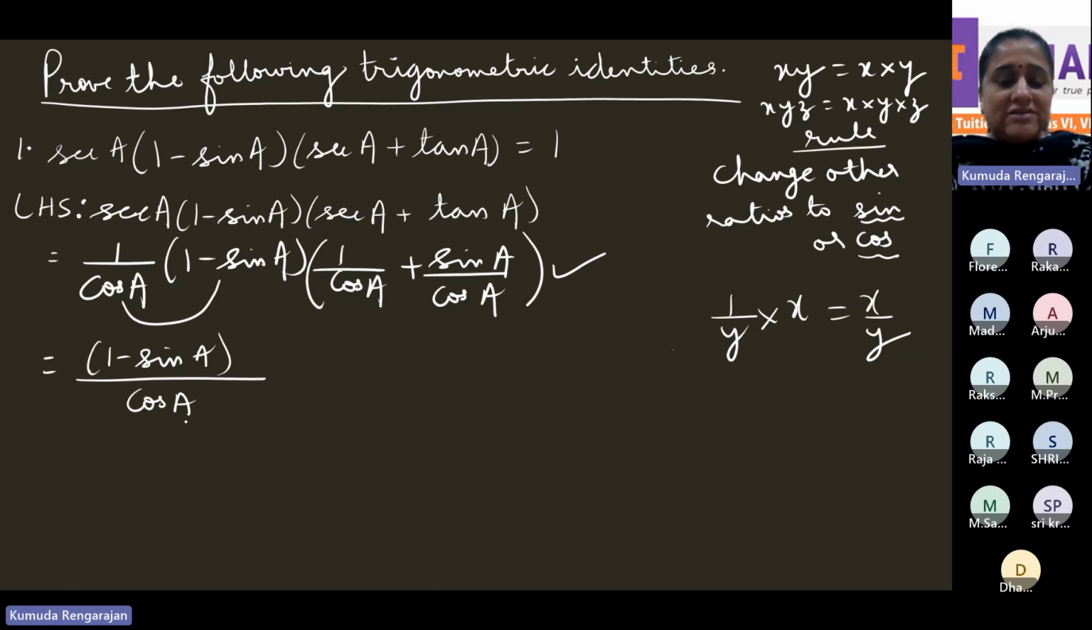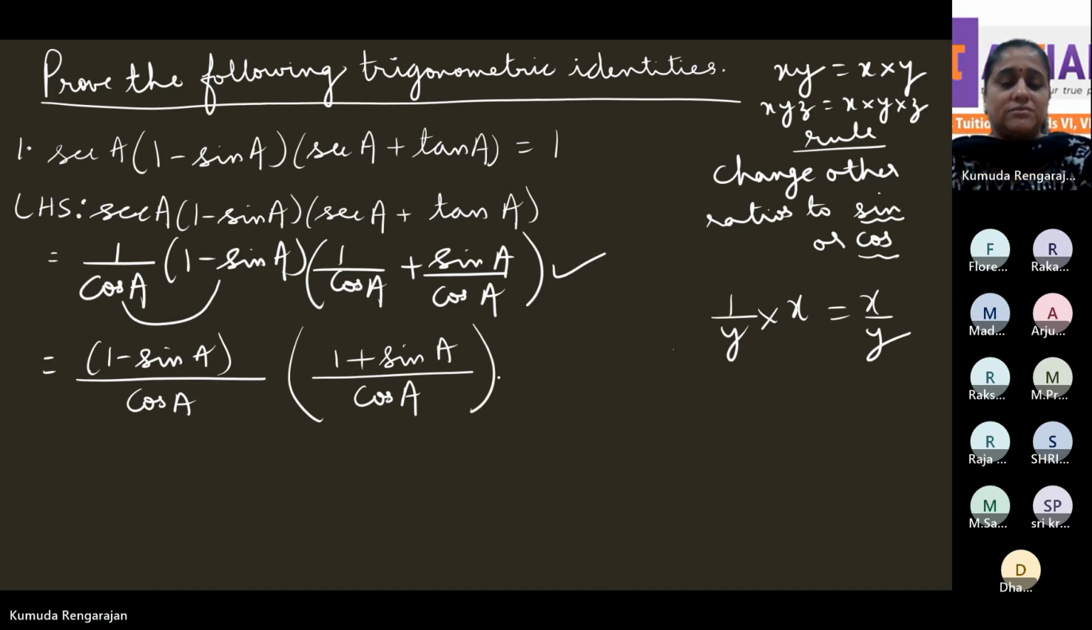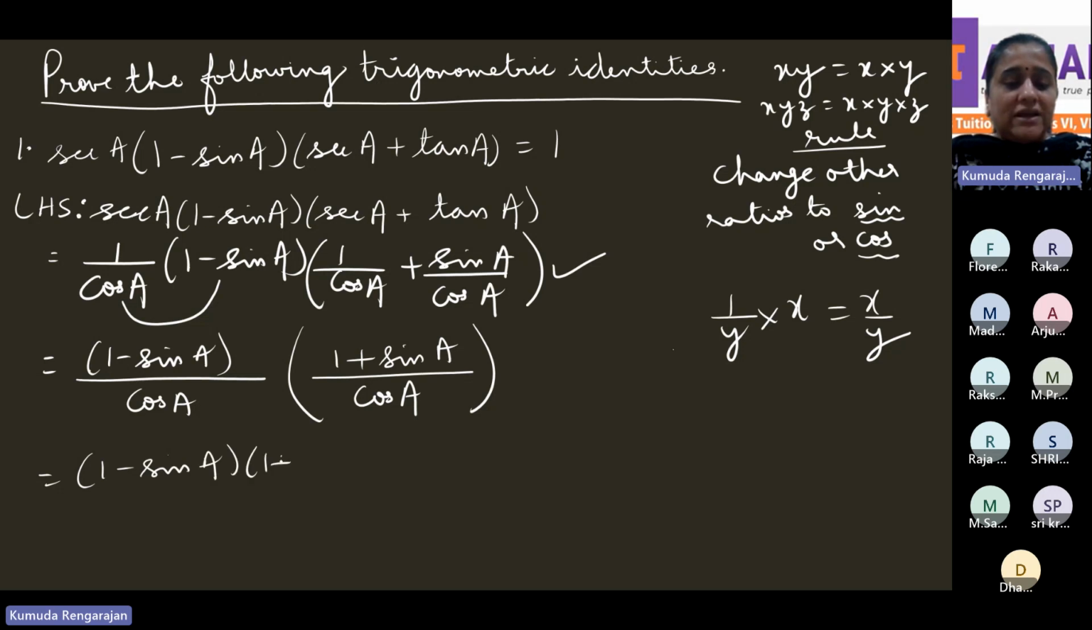Here, we have to take the LCM. The common denominator is cos A. So 1 plus sin A. Now see, it's a product. So multiply the numerators, multiply the denominators. Multiply the numerators. So it will be 1 minus sin A into 1 plus sin A divided by cos A into cos A.